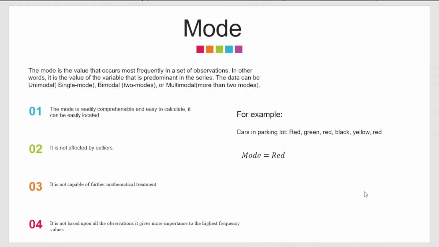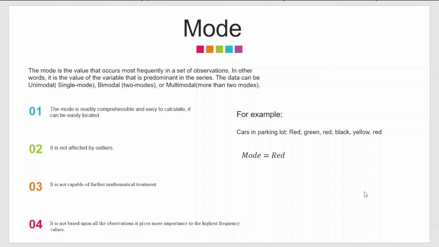Mode is very easy to understand and calculate. It is not affected by the outliers in the data. It is not capable of further mathematical treatment. For example, in case of mean, you can further use it for finding the standard error or variation in the data. But that is not the case with the mode. Another problem with the mode is that it ignores a major chunk of the data while focusing on the most frequent values, which is not the case with mean or median.